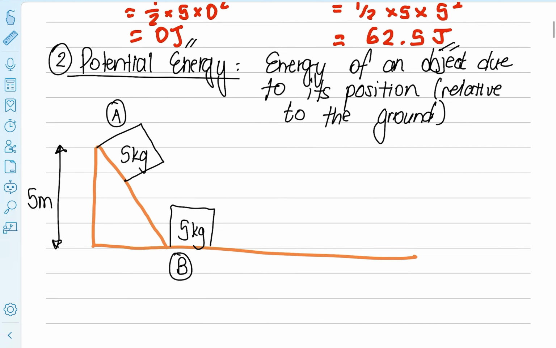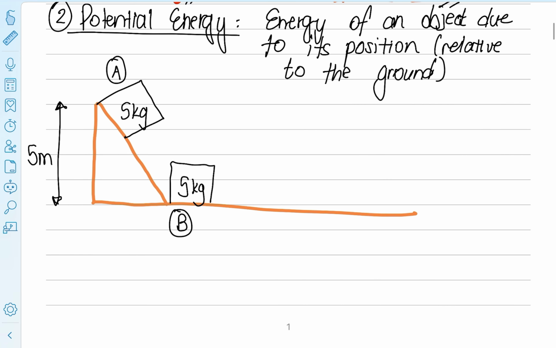Now, next part is the potential energy. Potential energy is the energy of an object due to its position. And I added in brackets, relative to the ground, right? Sometimes you can look at the position of an object relative to the ground or relative to another position. But right now, I want us to look at an object's position relative to the ground.